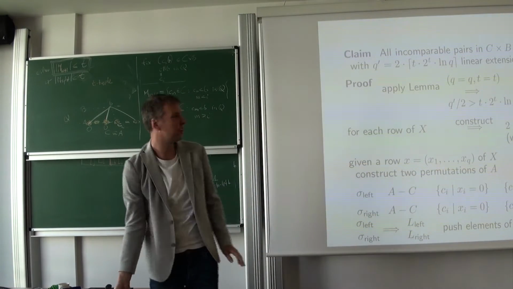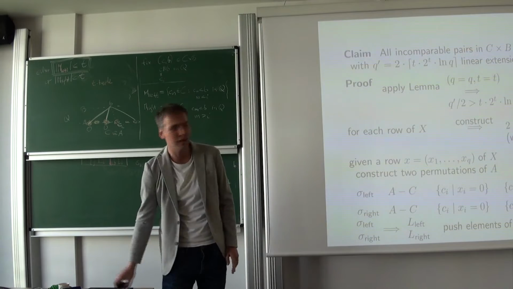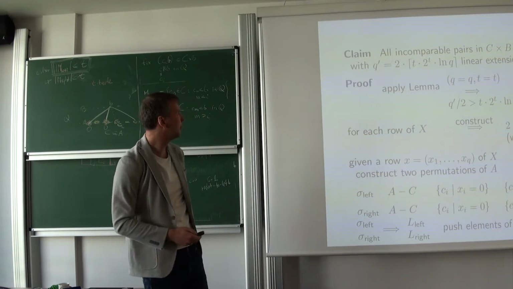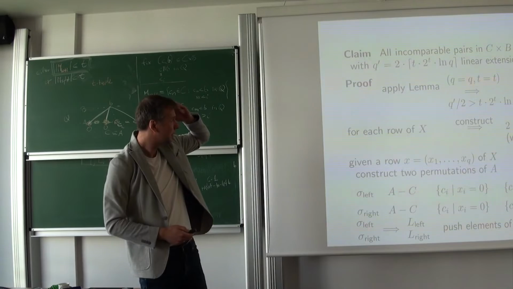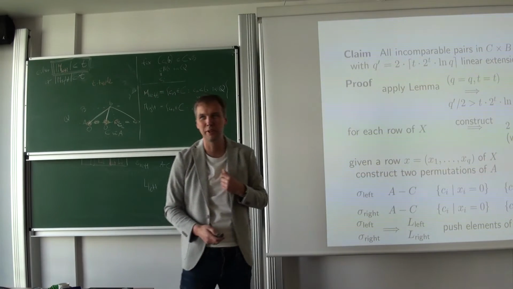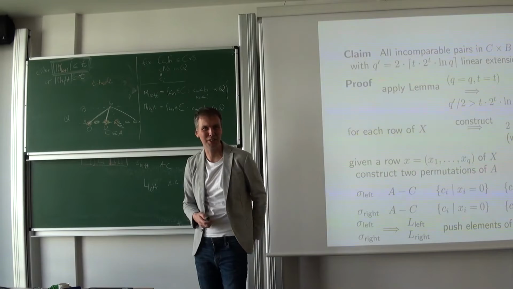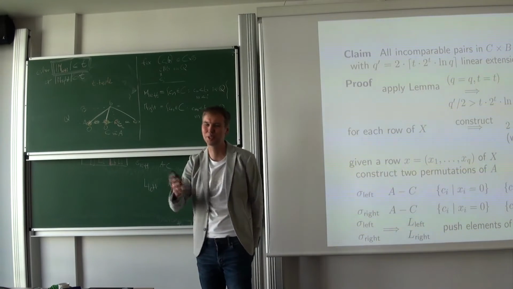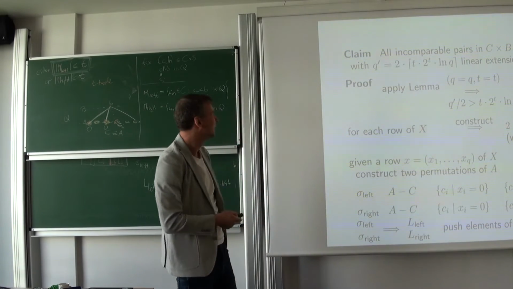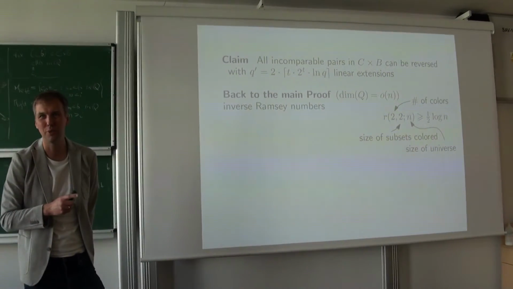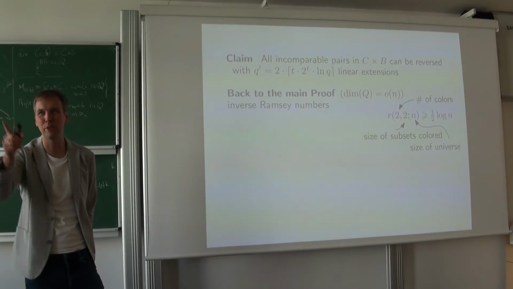I think it clicks now. So that's actually a proof. That's a proof of this claim here above, that these incomparable pairs can be reversed. And we should be happy how efficiently we did it, in a sense of the number of linear extensions, and maybe not the length of the presentation here. Let's go back to the main proof, because we're wrapping up somewhat.